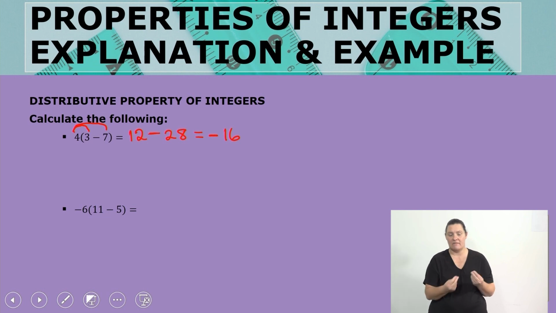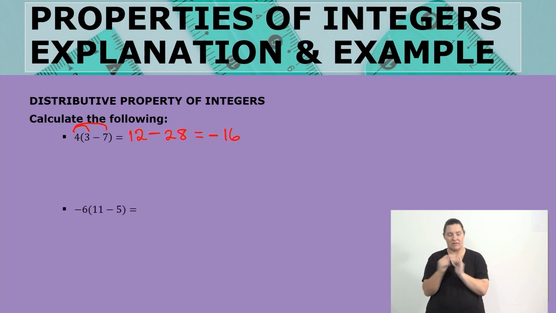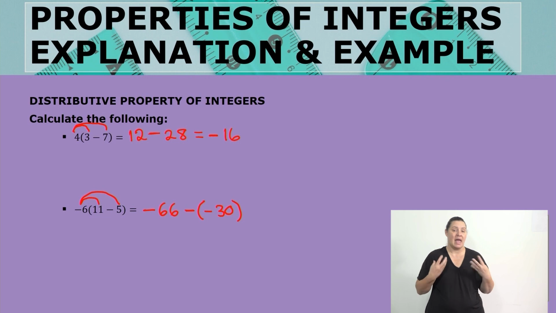And then lastly, we have negative 6, open bracket, 11 minus 5, close bracket. We can distribute that and say a negative 6 multiplied by a positive 11. That will give us a negative 66. And then we are going to say a negative 6. I'm just going to put the minus there because we are subtracting. We are going to say a negative 6 multiplied by a positive 5. And that is going to give us there a negative 30. So now I have negative 66 minus a negative 30.